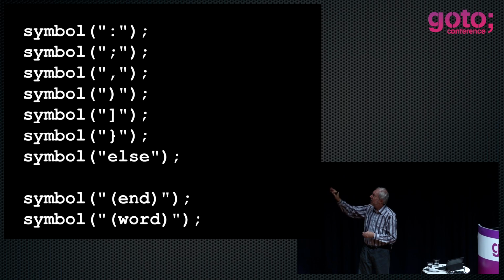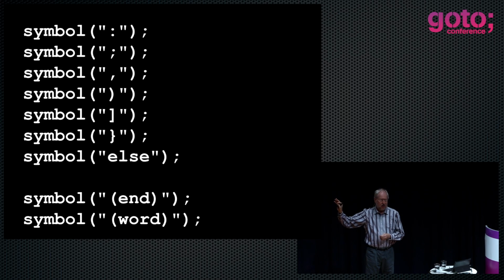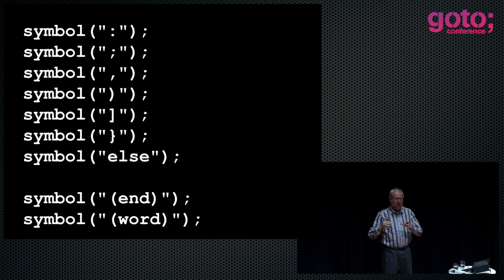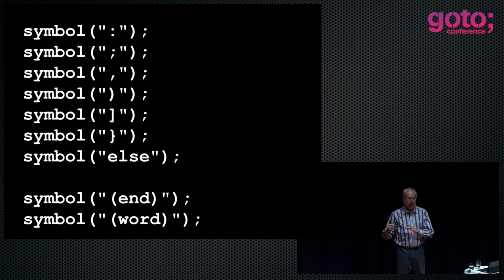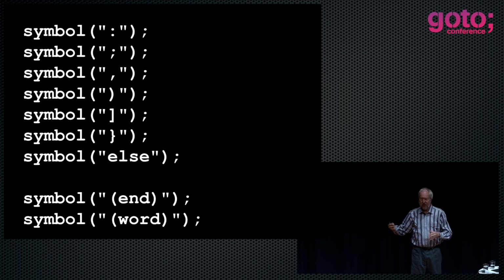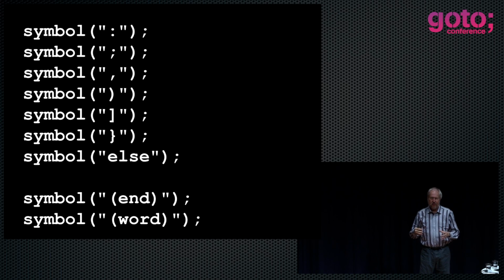And I'm adding 2 special symbols here. End represents the end of the program. So I want something to indicate when we get there. And because of the rules of tokenization, these are guaranteed to not match anything that actually gets read in. And then I also have a special symbol which represents words that we don't have in the symbol table. This is going to be where our variables show up.